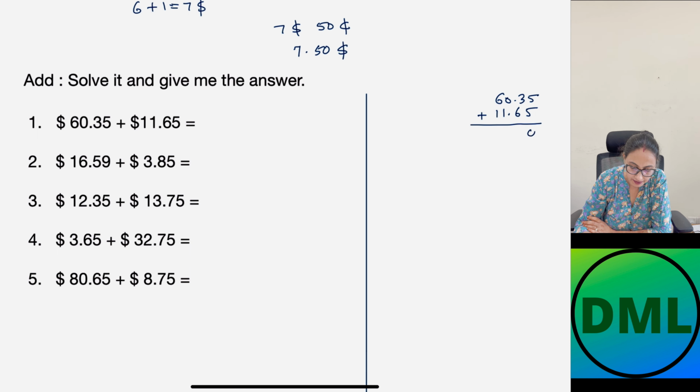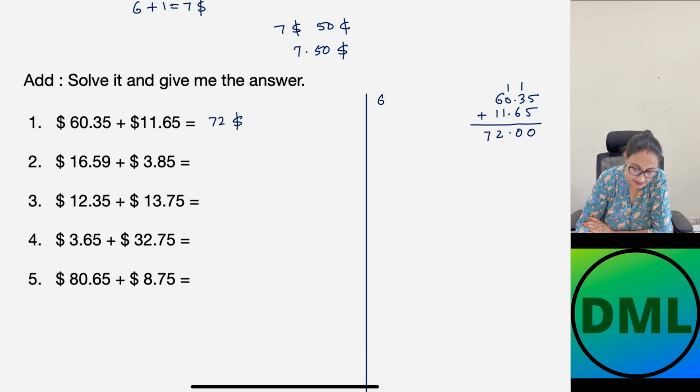5 plus 5 is 10. 1 carry over. 6 plus 1 is 7. 7 plus 3 is 10. So that will be 0 here. 1 carry over, 1 plus 1 is 2, 6 plus 1 is 7. My answer is $72. Let's write down the answer here as $72. Let's do it with the second method.